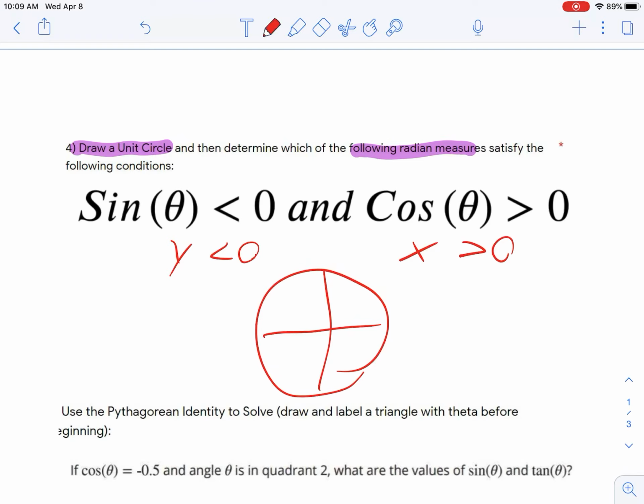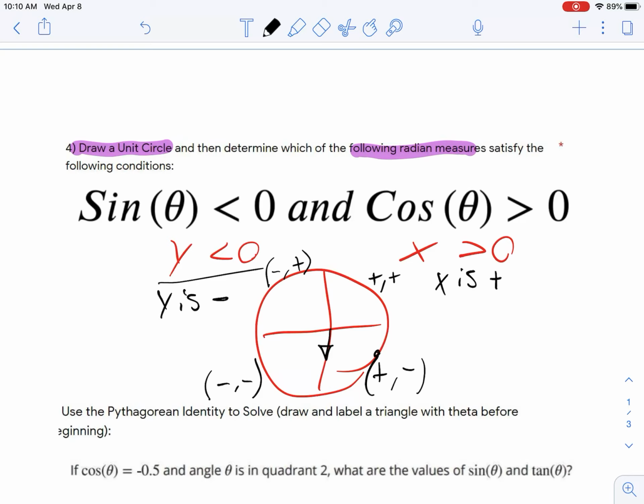Okay, with that, we know that we're going to be going where y is negative, so it's going to be down here below, and where x is positive. So this means x is positive. This means y is negative. So that means, once again, if we go around, this is positive, positive, this is negative, positive, this is negative, negative, and we know this is positive, negative. So it's going to be somewhere in this quadrant. So you're going to pick whatever radian measure is in that quadrant.